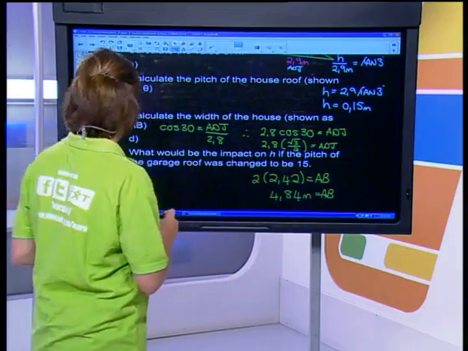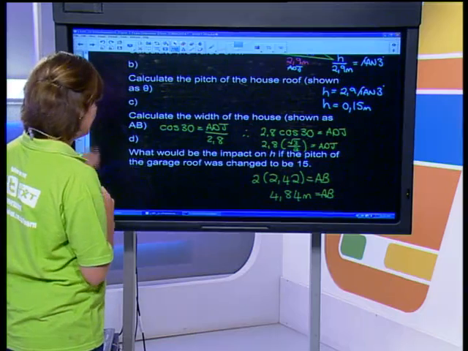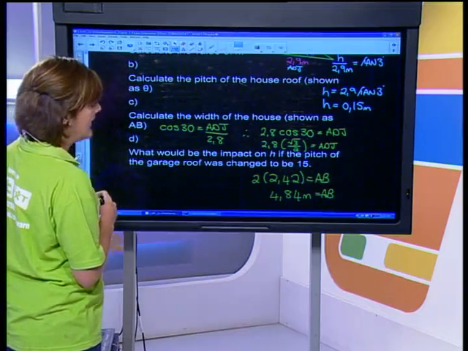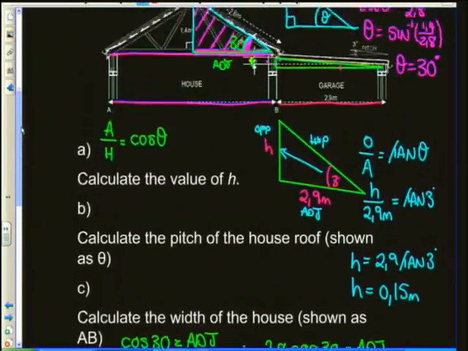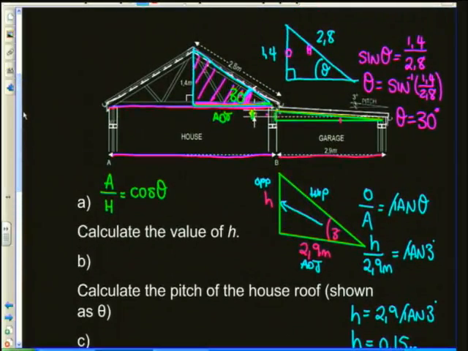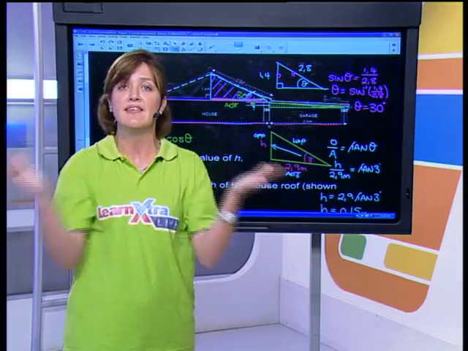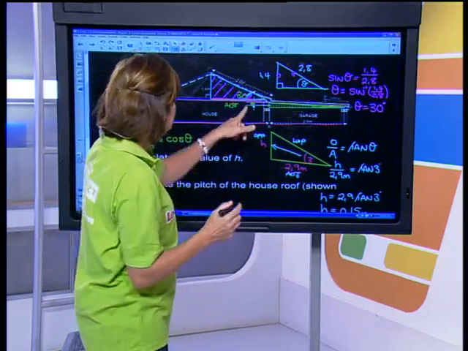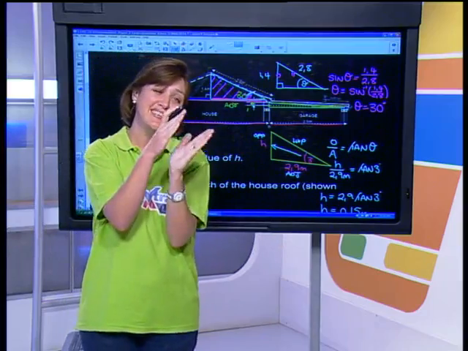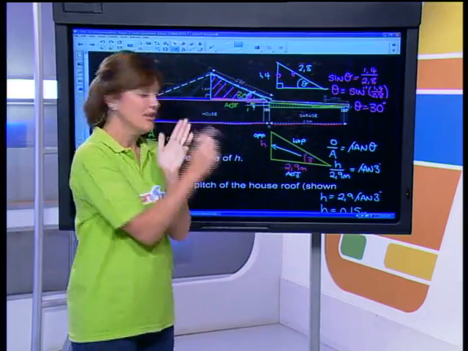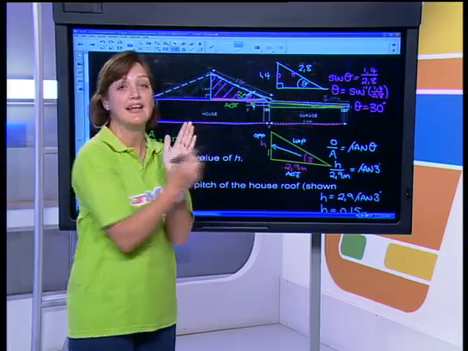So nice example. Lastly, here it says, what would the impact on H be if the pitch of the garage roof was changed to 15? I'm not going to do the whole thing just in terms of time, but let's think about it. This was 3 degrees. That small little angle was only 3 degrees. So if that 3 degrees was increased to 15 degrees, what do you guys think would happen to H, this little distance of H over here? Well, I hope what you're all saying to me is that 3 degrees being such a small little angle would create a very short, a very small length of H.